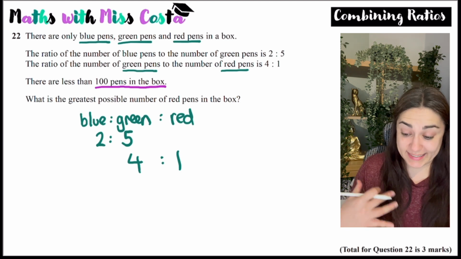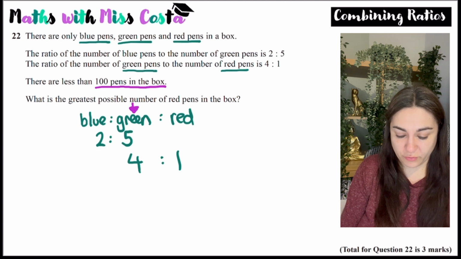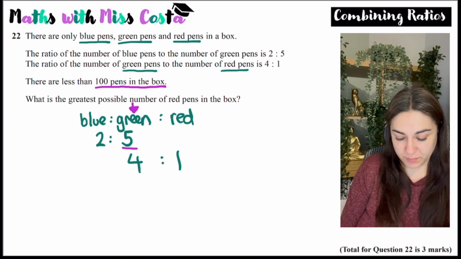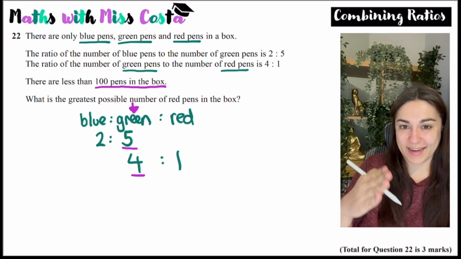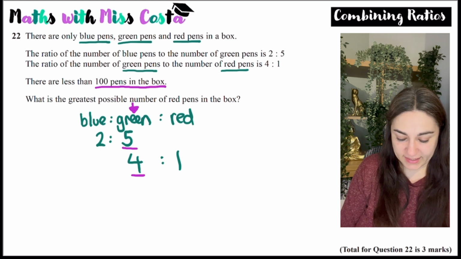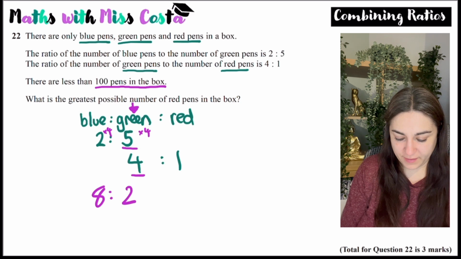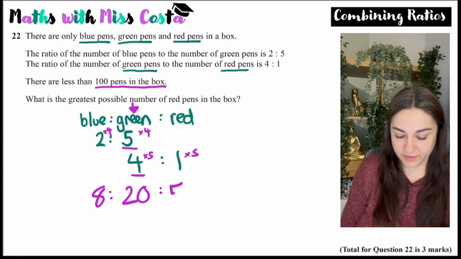To do this, I'm going to need to use my equivalent ratios. I can see that my green is in common. So I want to find the lowest common multiple of 5 and 4, which is 20. Because if I have my green in the same ratio, then I can get equivalent ratios for everything else. So if I multiply this by 4, that would get me 20. So 2 times 4 is 8, 5 times 4 is 20. And what would I have multiplied 4 by to get to 20? I would have multiplied it by 5. So I multiply 1 times 5 as well.